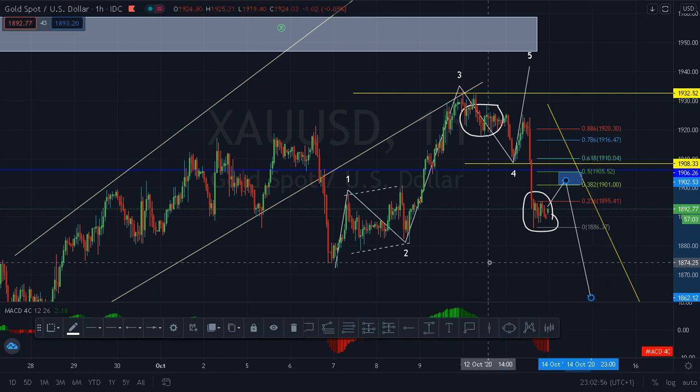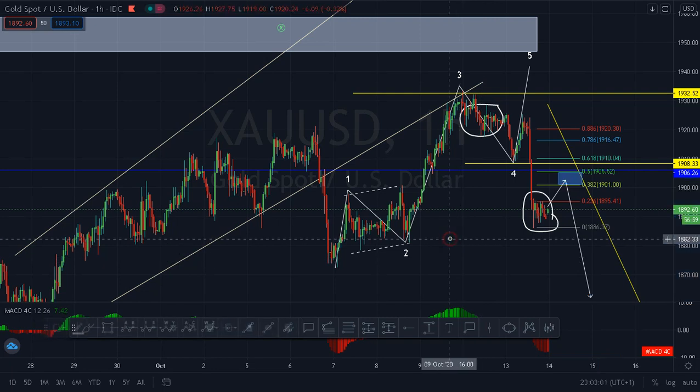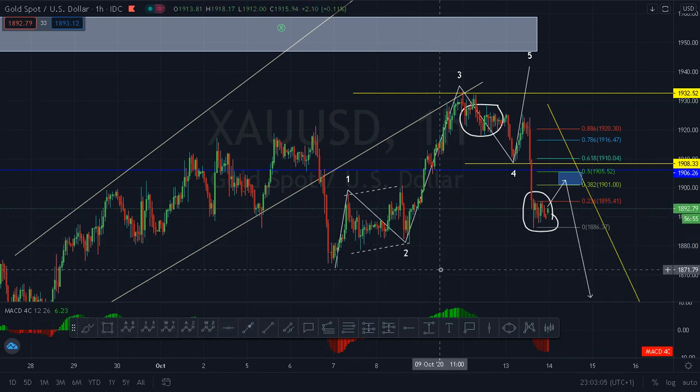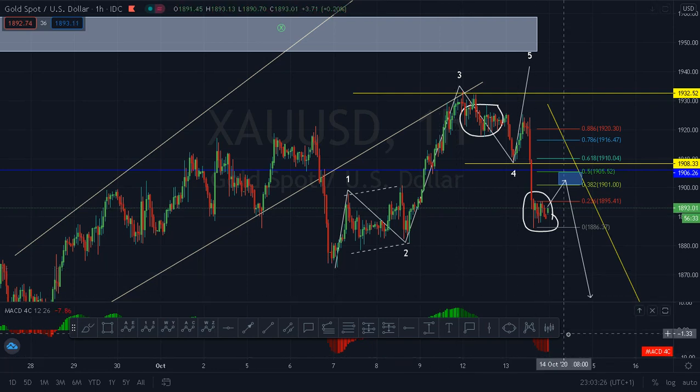So why I'm saying all this: not always will you get the perfect Elliott wave count in the market. If you want to get all perfect Elliott wave counts, you'll be missing a lot of profitable trades. From my own view, gold will likely go below 1800.